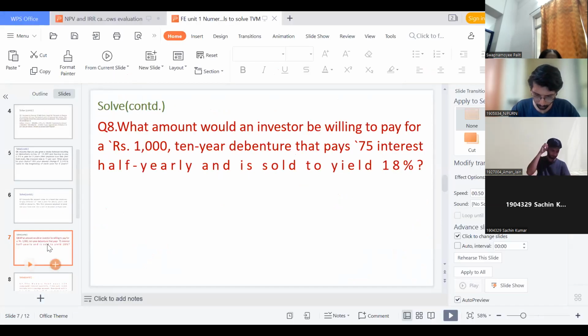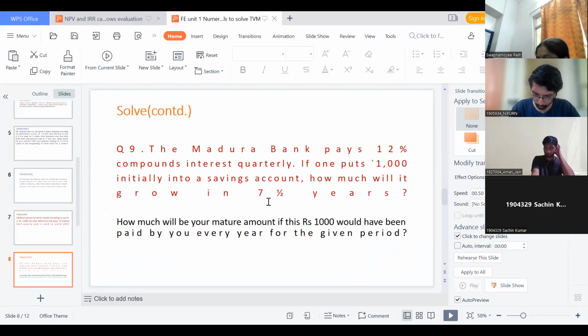Nipun, can you see the question? Question number 9. Yes, ma'am. Okay, let us solve. How you'll do, tell me. So 9th, it is telling this bank is paying 12% compound interest rate quarterly. If you are putting 1,000 initially in saving account, how much will it grow in 7.5 years? Okay, 7.5 years.